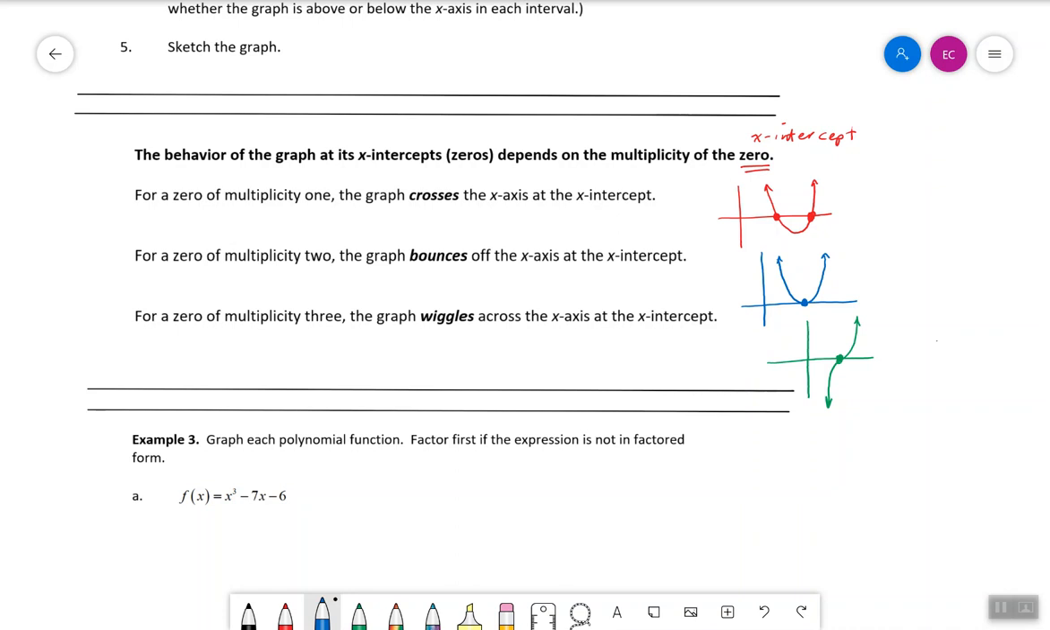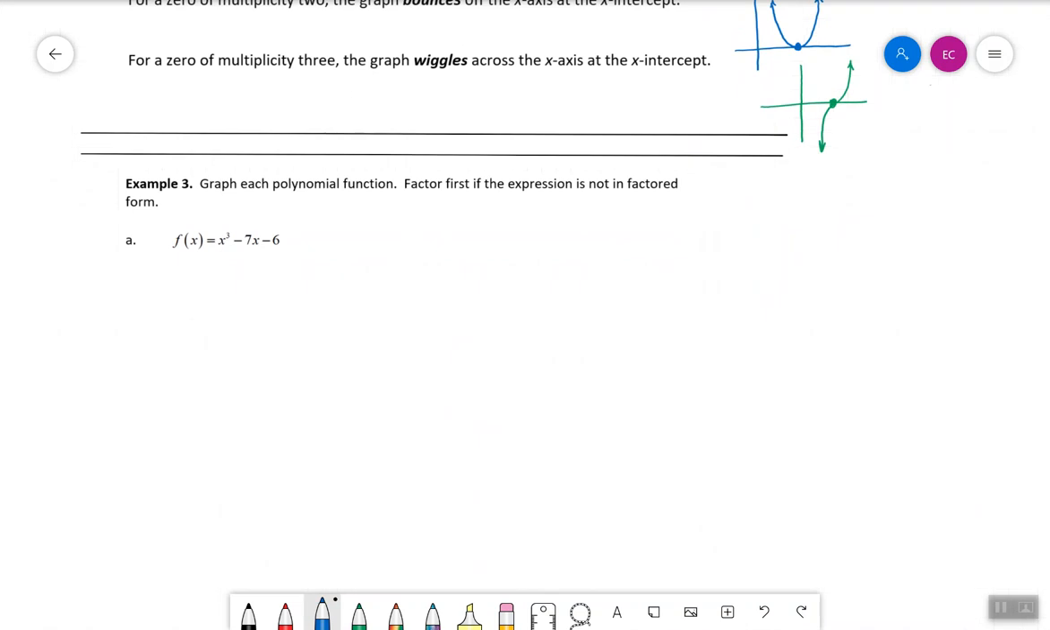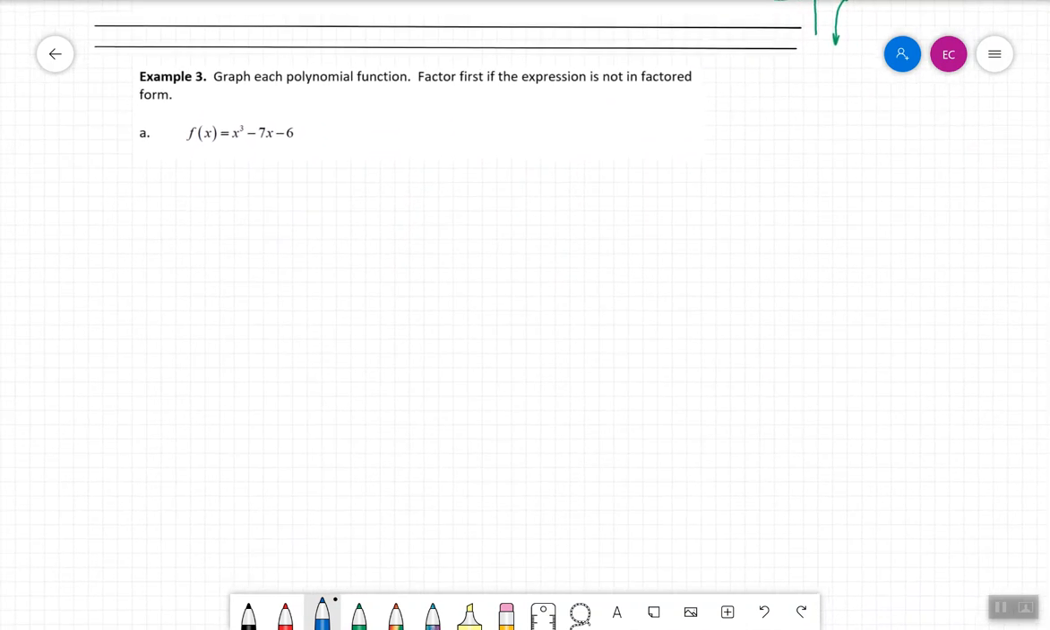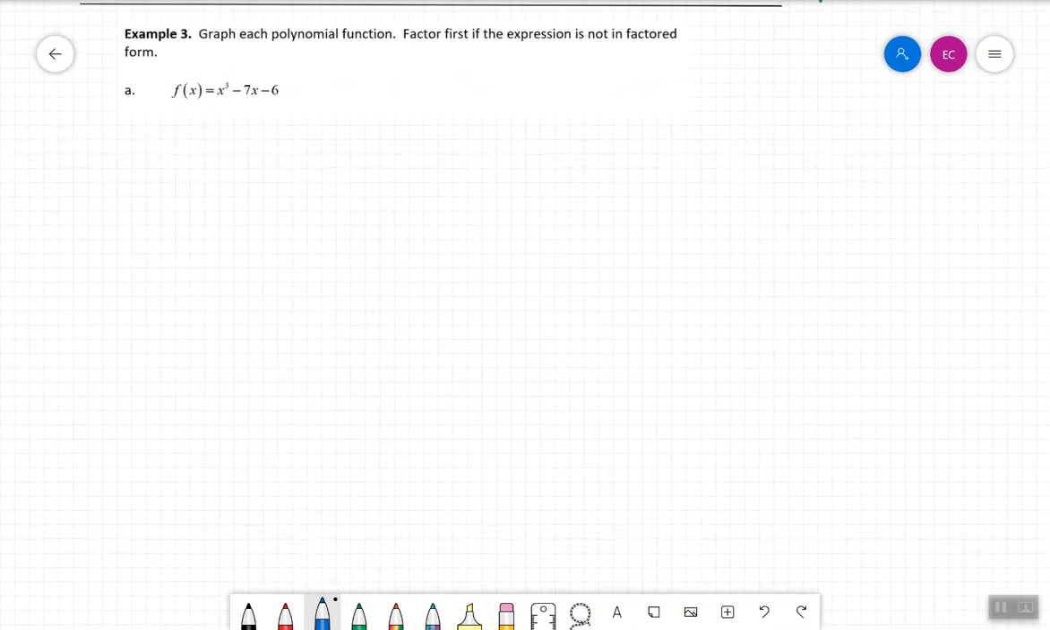And then the third possibility is a wiggle, and in this case we see the curve approaching the x-intercept, and it looks like it's going to be a bounce, but then it continues on to the other side. We'll learn to call this an inflection point in calculus class, but for today, wiggle is good enough. We associate a wiggle with x to the third power. That's a 0 of multiplicity 3. And we associate the bounce with x to the second power, which is, of course, a 0 of multiplicity 2. We'll see that again in a few minutes in an example.